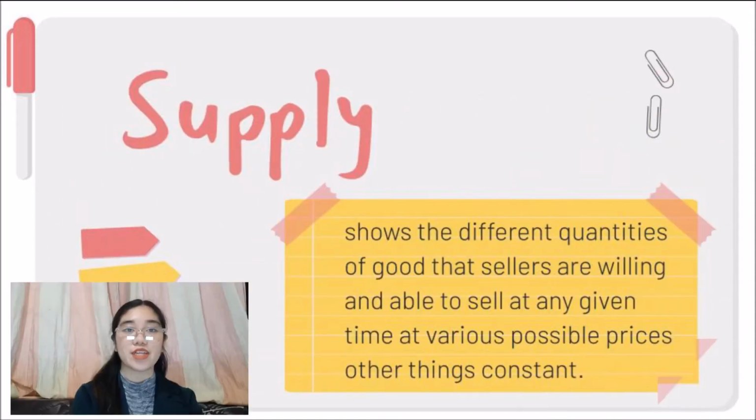So let's now define supply. Supply shows the different quantities of goods that sellers are willing and able to sell at any given time at various possible prices, other things constant. In other words, supply refers to the amount of goods that are available. It is the total amount of a particular good or service available at a given time to consumers.